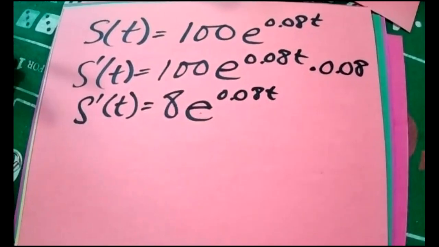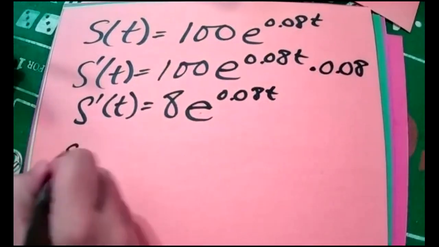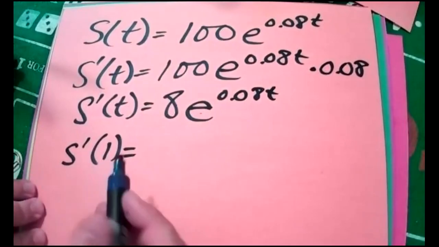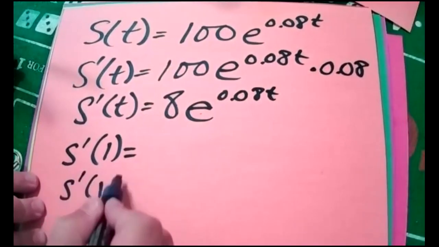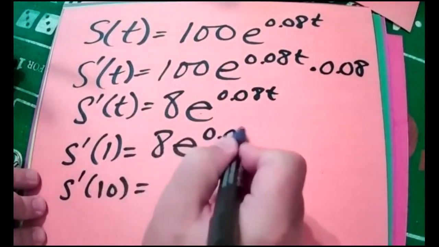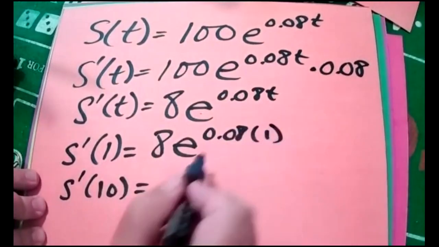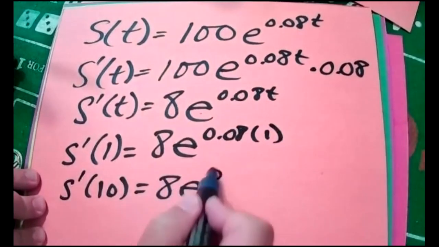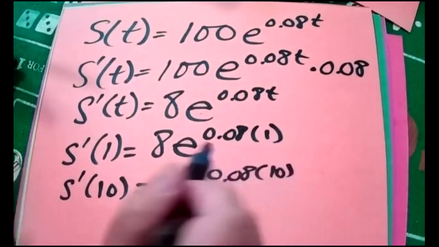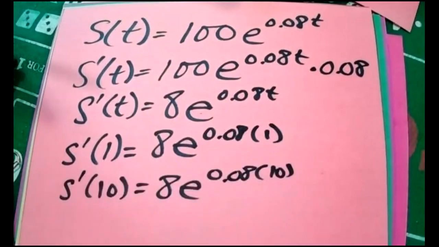Now, if I'd like to figure out at what rate the money in this account is growing at the end of 1 year, that would be figuring out S prime of 1. If I wanted to find out at what rate it is growing at 10 years, that would be S prime of 10, which would be a matter of plugging those numbers in. So I would use my calculator for this one.